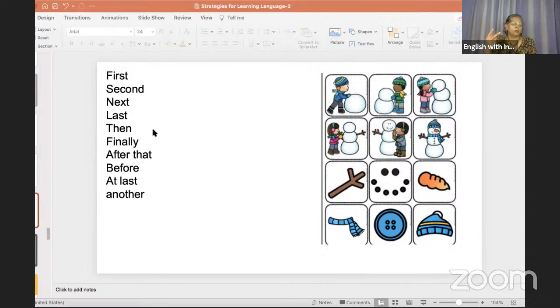I will use the 2 tree branches for hands. I use 1 carrot for the nose, and I will put the scarf on the snowman. Sequence. Where is your sequence? First, second. You're missing the sequence, right?